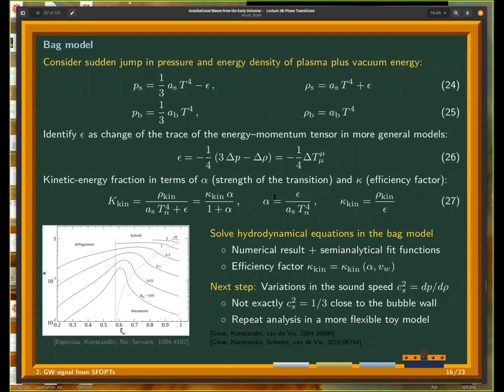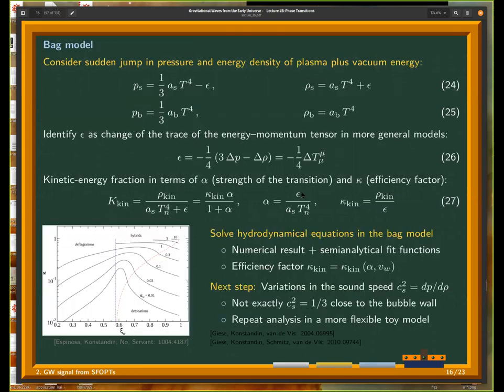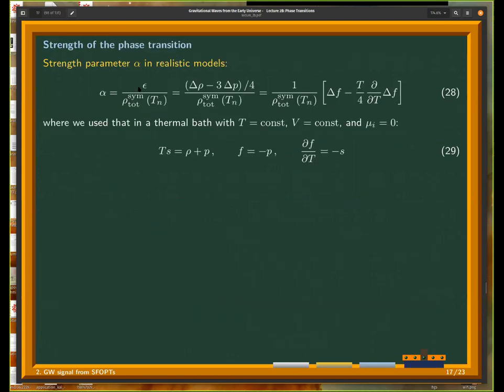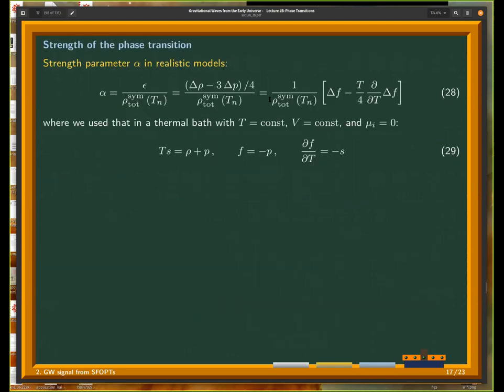There's one missing piece, namely this alpha. So what is the value of alpha? How do you know what alpha is in your model? Let's have a look at this again. I just defined alpha here in the bag model. It's the vacuum energy density released during the phase transition with respect to the energy in radiation. So let me write this down here again. Epsilon was the change in the trace of the energy momentum tensor. This is what we've seen here in equation 26.